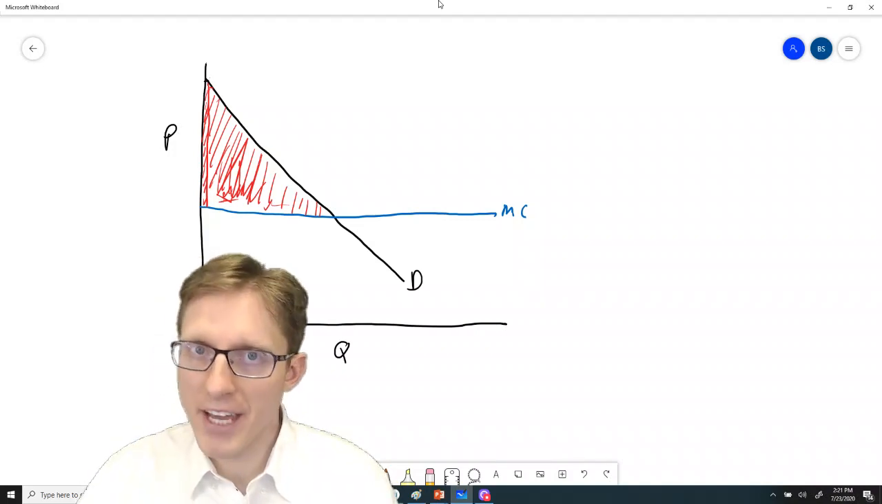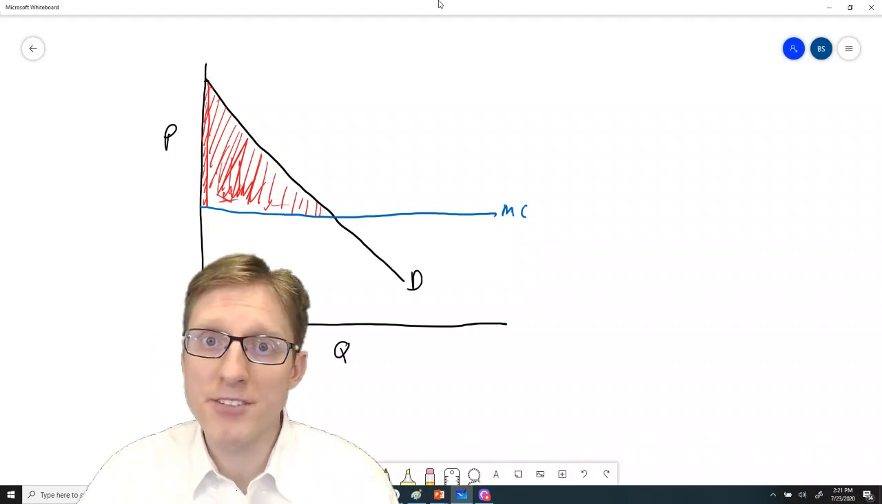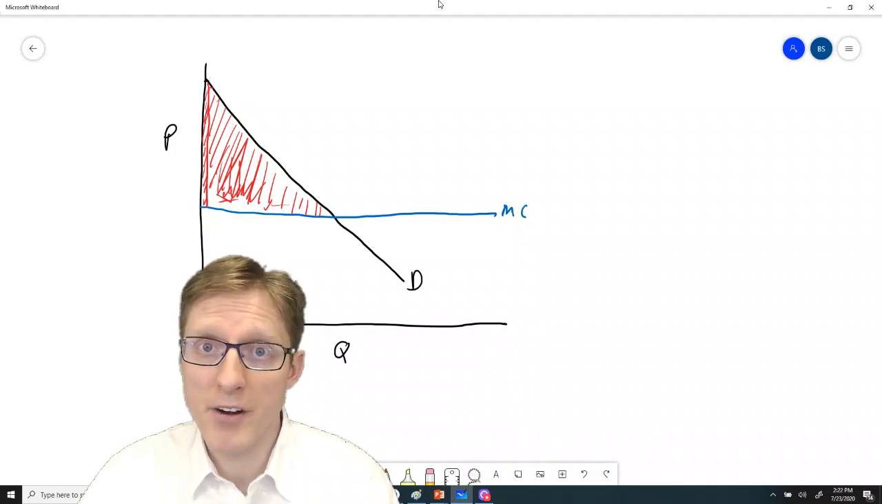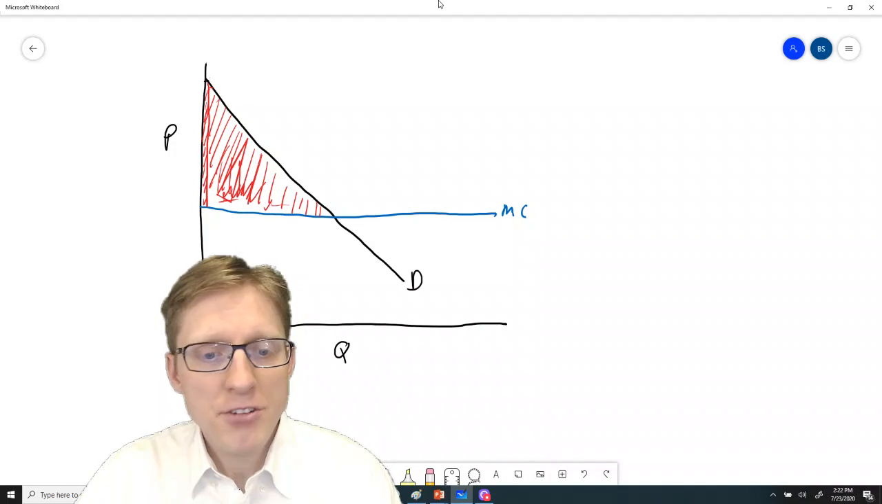However, there is one advantage of it in that it gives the firm the full incentive to innovate, right? If some innovation is rather expensive, as long as the cost of innovating or creating some new item is less than this red area, then they will innovate. So let's look at what happens if the firm can't first-degree price discriminate.